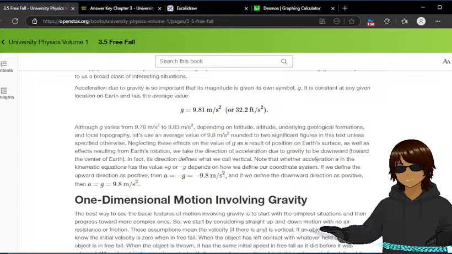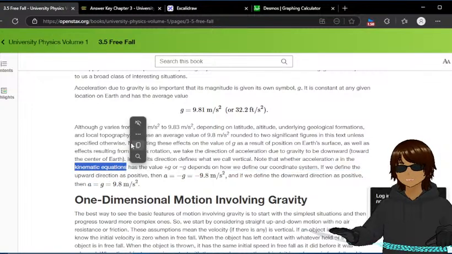Note that whether acceleration a... I don't know why this word confuses me. Kinematic.